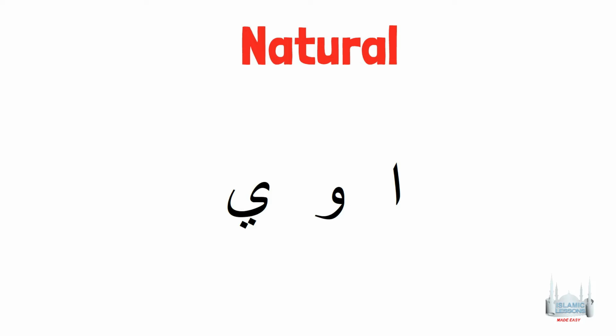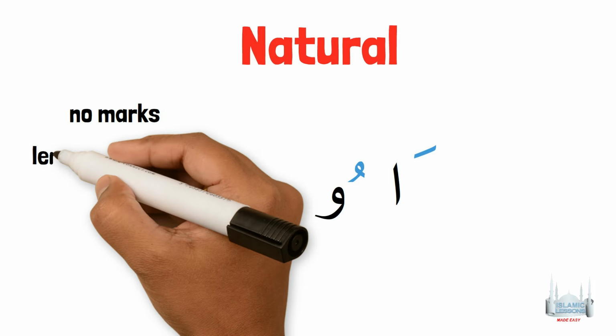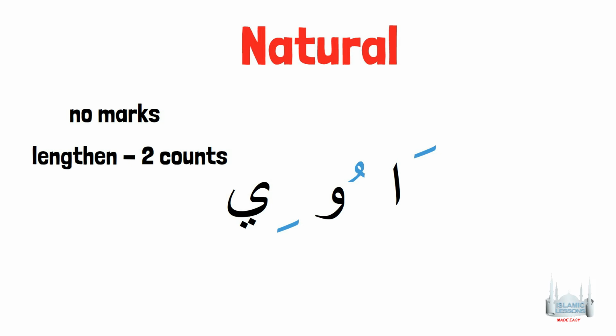Number one, the letters of mad do not have any mark on them, not a fatha, not a dhamma, not a kasra. Number two, a fatha must be present on the letter before the alif. A dhamma must be present on the letter before the waw. A kasra must be present on the letter before the ya. Number three, we lengthen it for 2 counts.